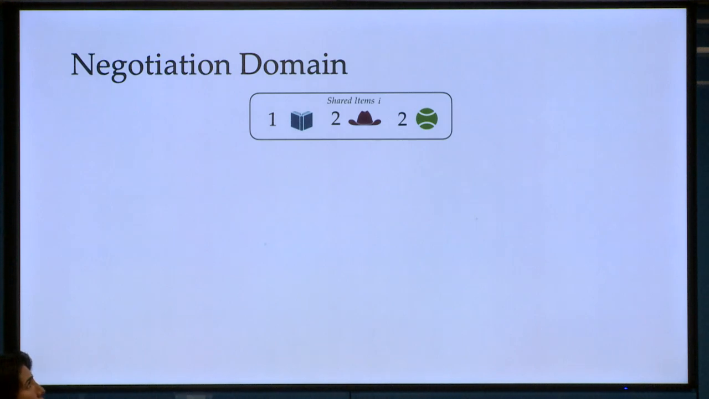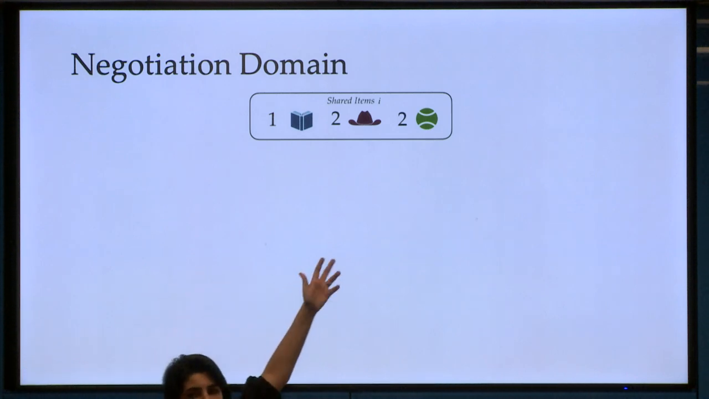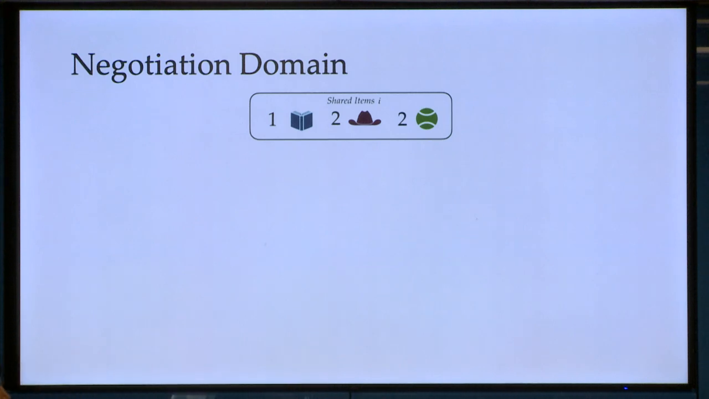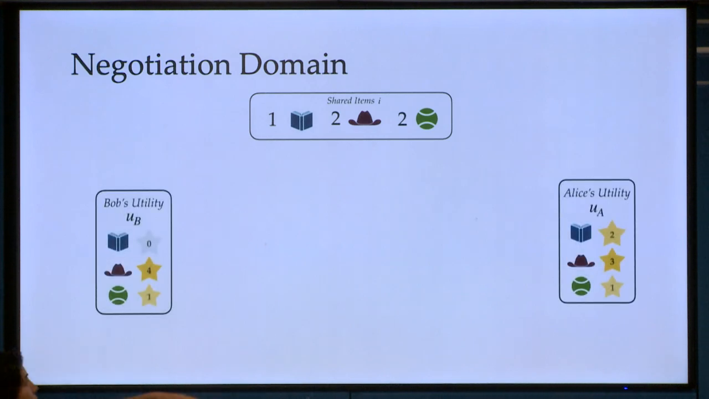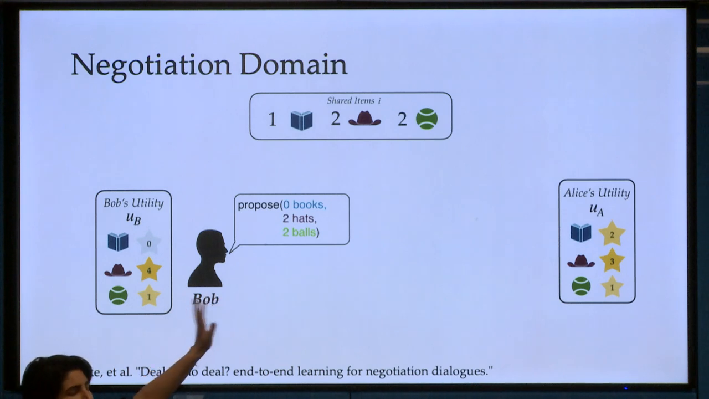We decided to look at this idea in a negotiation domain where we have a bunch of items. Maybe we have one book, two hats, two balls. And what I want to do is build an AI agent that can play negotiations. So let's say I have Alice and Bob. Bob has some utility. Bob can see his own utility. Alice has some other utility. Alice can see her utility. Bob comes in, and Bob says, well, I'm going to propose to take 0 books, 2 hats, and 2 balls. So that is the setting we are in.